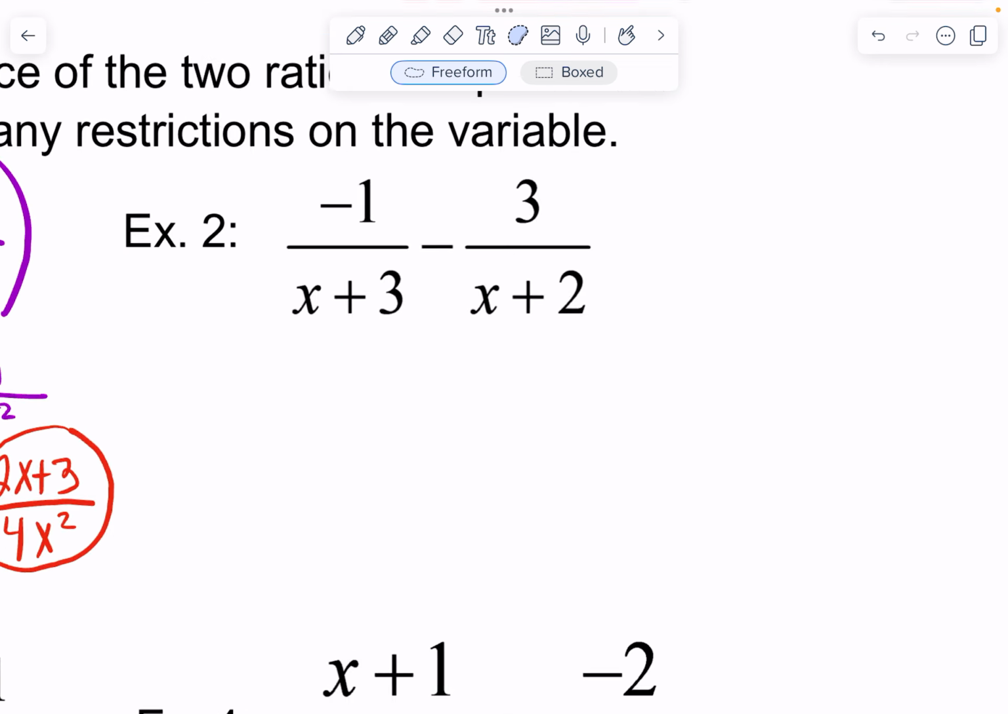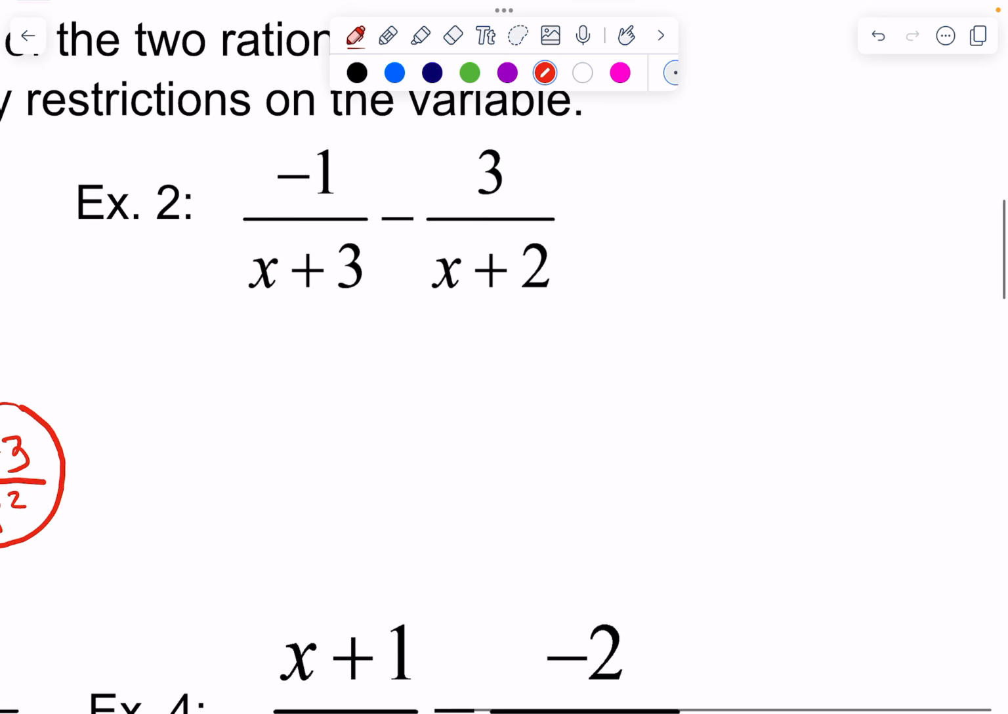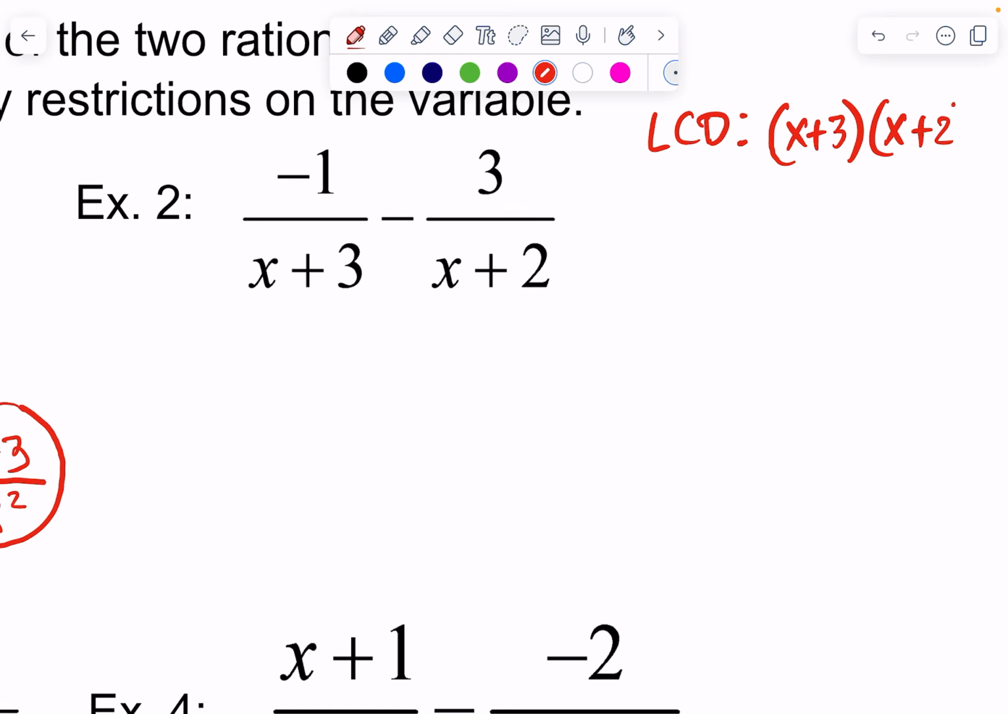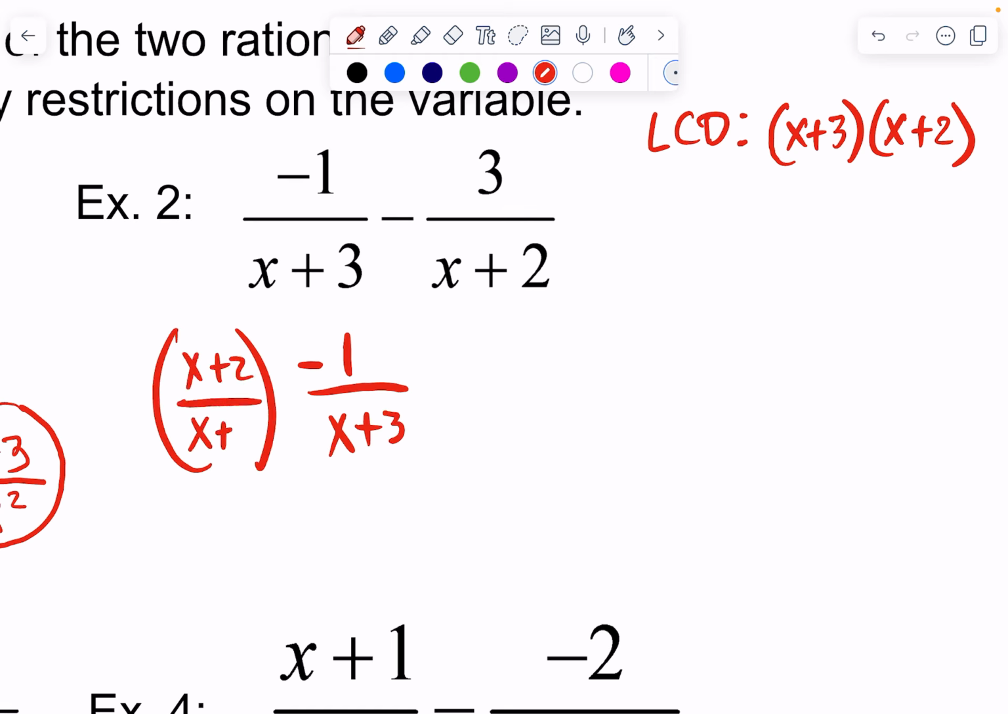Okay, number 2. First things first, what is the LCD, the least common denominator? Well, again, for polynomials, it always belongs to the highest exponent of that particular polynomial. So x plus 3 is raised to the first power, x plus 2 is raised to the first power. So that there is my LCD: x plus 3 times x plus 2. So what do I have to multiply to this x plus 3? Well, I'm going to have to multiply an x plus 2 to have the same common denominator.